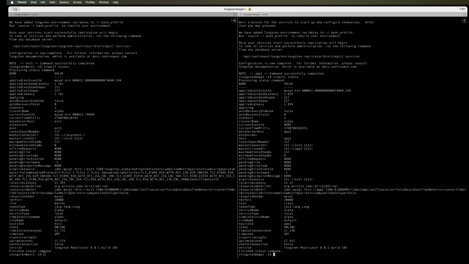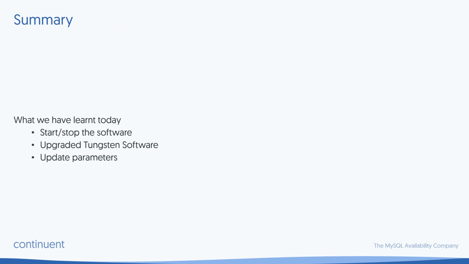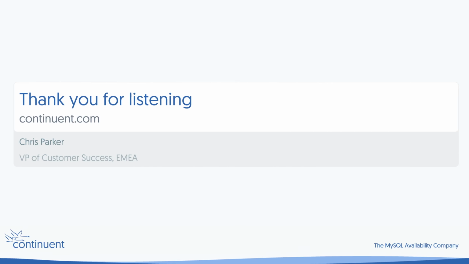We look at some of the more advanced options, fine-tuning, filters, SSL and things like that in later courses. But this is just a basic introduction to some very simple maintenance operations. So in summary, what have we learned? Well, we learned how to stop the software, the difference between starting and stopping the Java process versus the replication service. We talked about upgrading the Tungsten software and how to update some parameters, and then I ran through a demonstration of doing that.